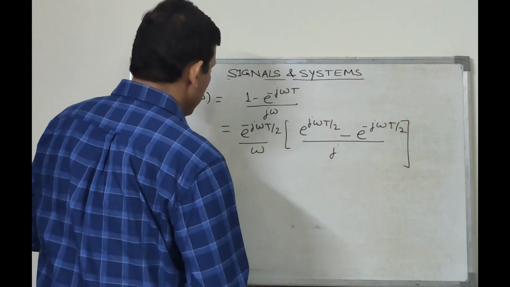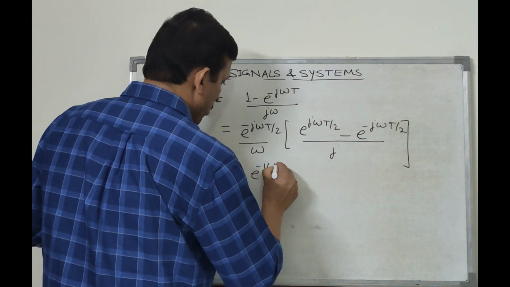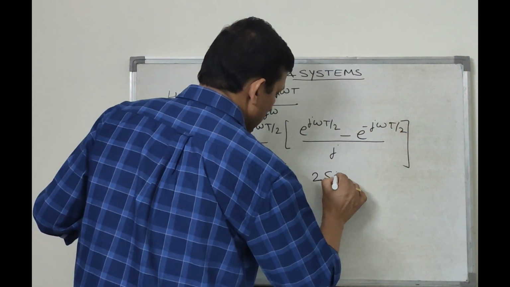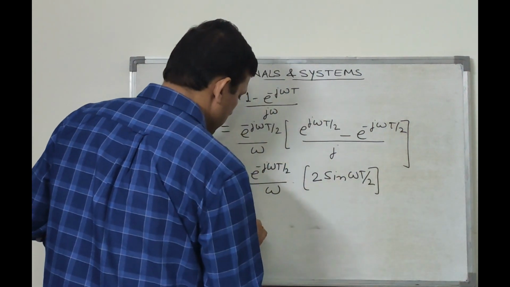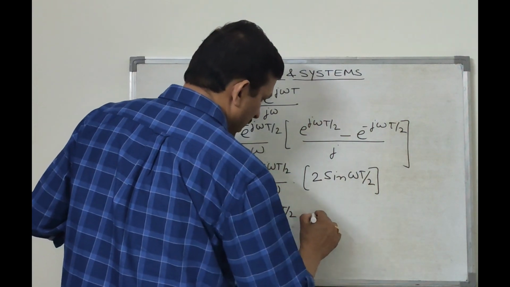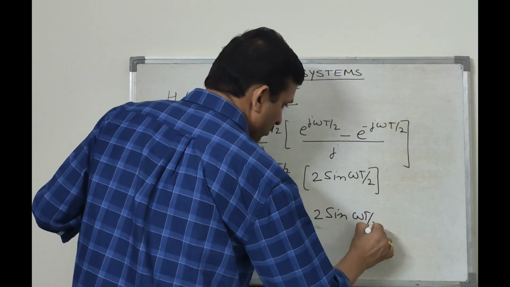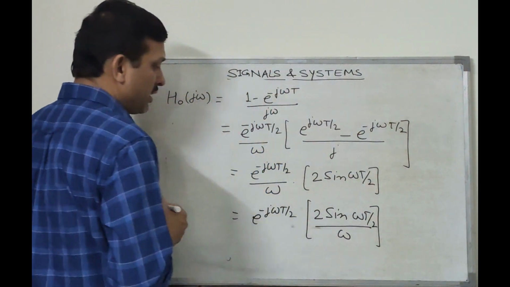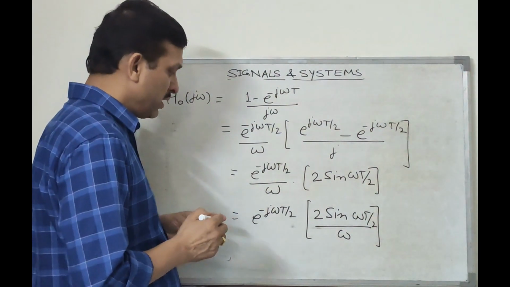Then this will be e to the power minus j omega T by 2, divided by omega, times 2 sine omega T by 2. That means it is e to the power minus j omega T by 2 times 2 sine omega T by 2 over omega. So this is the Fourier transform of zero order hold.